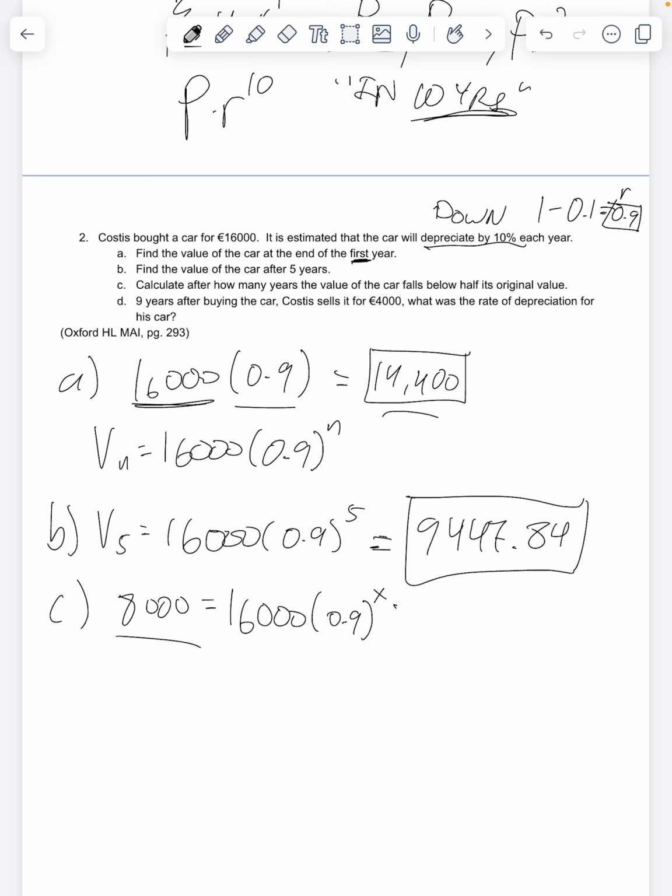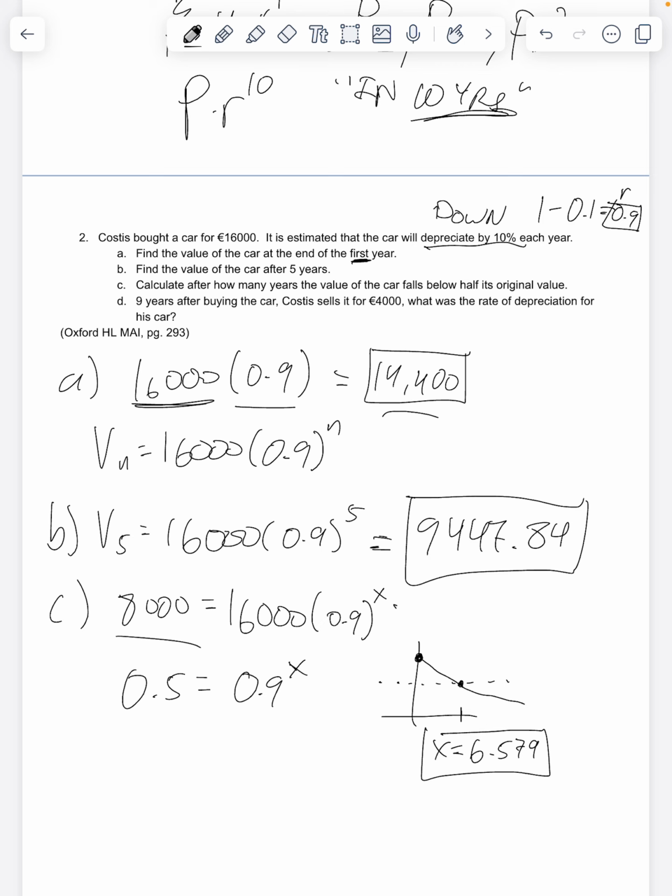I'm going to divide by 16,000 first, so I have 0.5 equal to 0.9 to the x. Graphing this is going to be a lot easier. If you graph this on your calculator, 0.9 to the 0 is 1, so you're going to have 1 up here. 0.5 is right there. It's going to come down like this. And that intersection point, if I check my calculator, happens right at x equals 6.579.